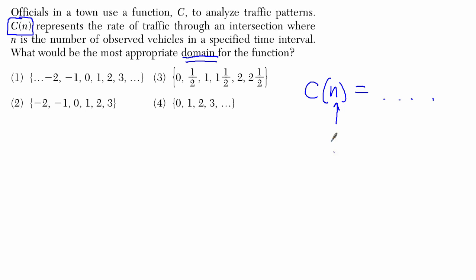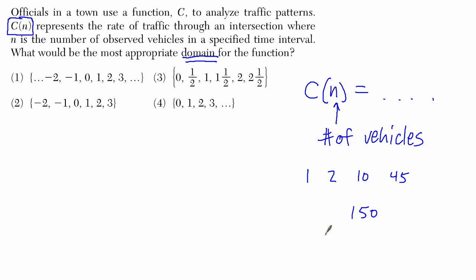If n here represents number of vehicles, then the question about domain is, what values can n take on that this function could be evaluated at? Well, how many vehicles could possibly have gone through that intersection? Maybe there was one car. Maybe there were 2 cars. Maybe there were 10 cars. Maybe there were 45 cars. Maybe there were 150 cars going through that intersection.